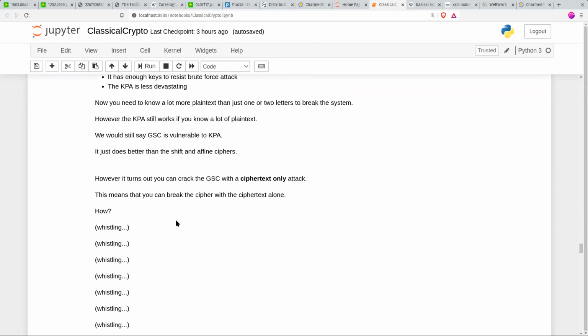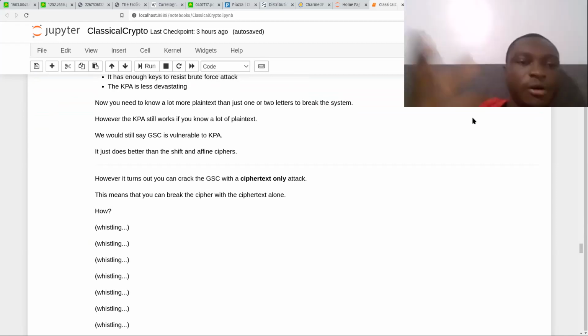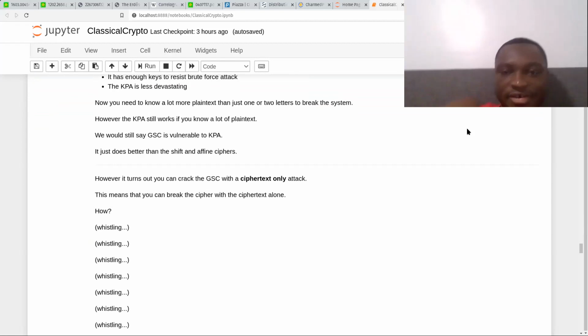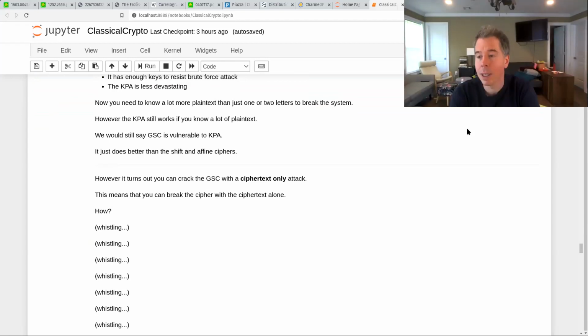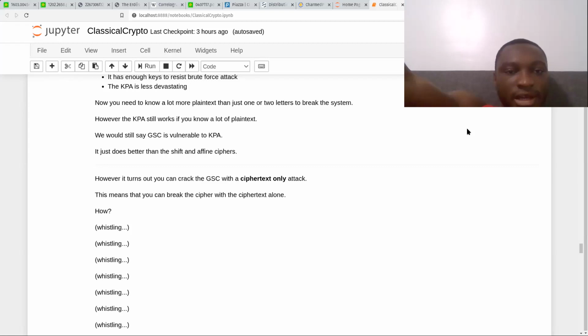Okay. I have a question. Wouldn't all encrypted data be vulnerable to known plaintext attacks? Yeah, so how do you stop a known plaintext attack from being an effective attack? Right.